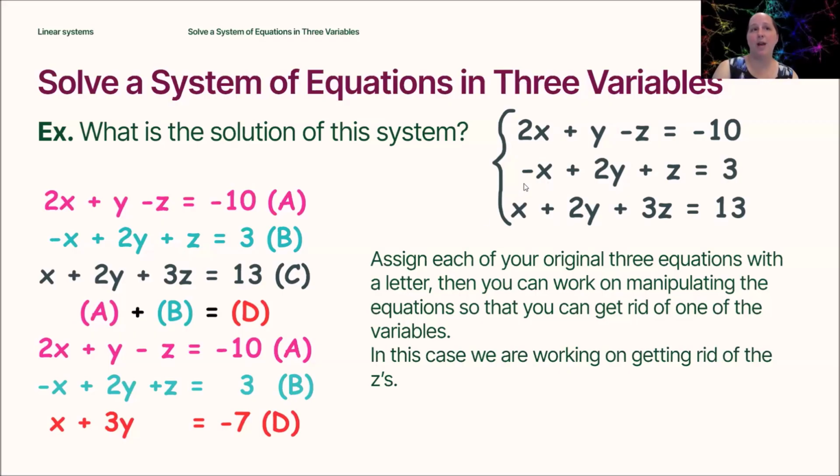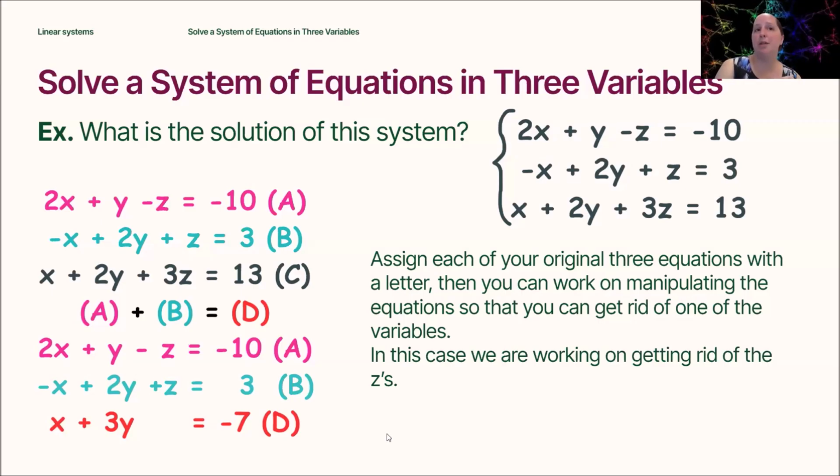In this case, I recognized that A plus B would allow me to get rid of a variable. So I've taken A plus B and made it equivalent to a new equation, D. I'm adding these together. 2x plus negative x equals 1x. Y plus 2y is 3y. And then negative z plus z is 0. It's nothing. And negative 10 plus 3 is negative 7. So now I have that equation.